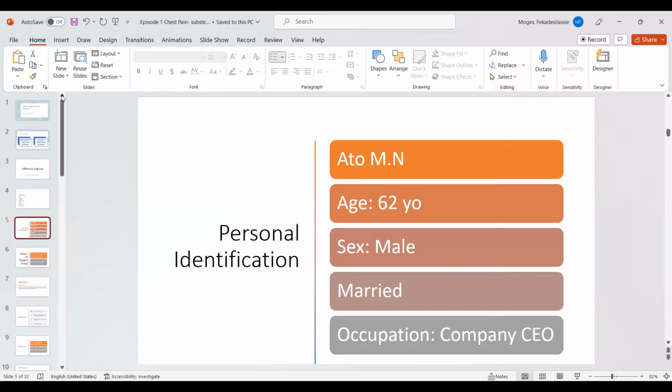All right, ask me now. What questions do you want to ask to this patient? You are the physician taking care of this patient in the ED. What was the patient doing when the chest pain started? I was having an argument with one of my colleagues 30 minutes ago, and I was just trying to calm myself in the office.